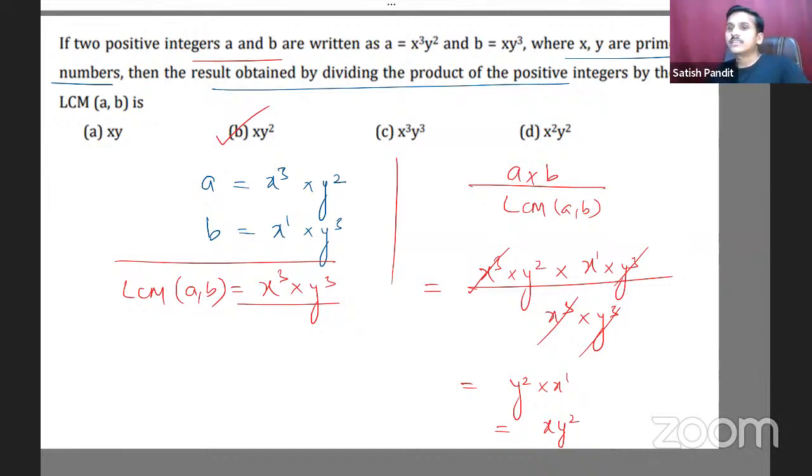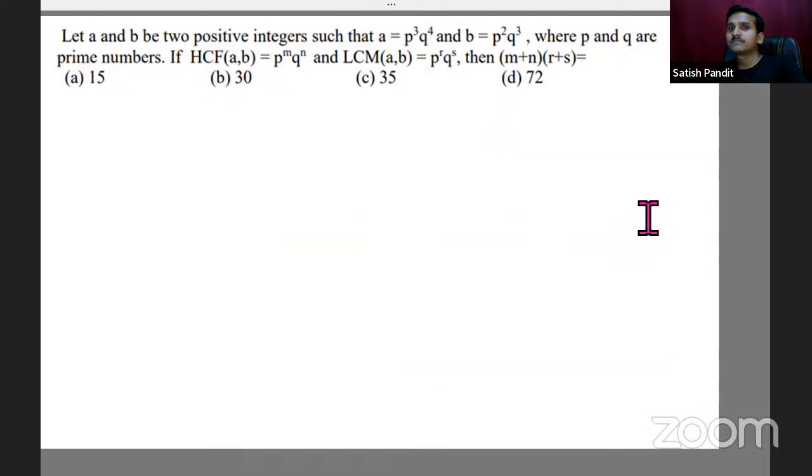Very nice. Can you all try a similar question? Please don't search any of these answers in Google. Okay. Surajit, did you send me the working out on WhatsApp, Surajit?